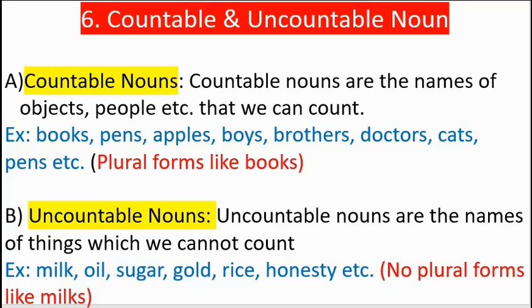And when you talk about countable nouns, how can we ask a question? Generally we say, how many books are there, how many pens are there? And whereas in uncountable nouns, how do we ask the question?